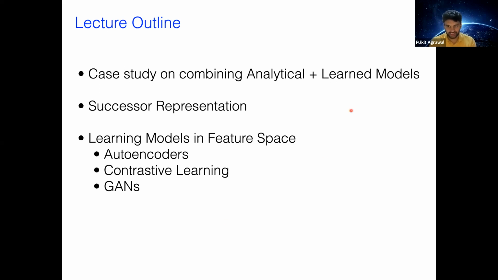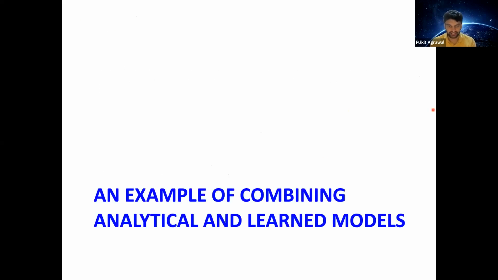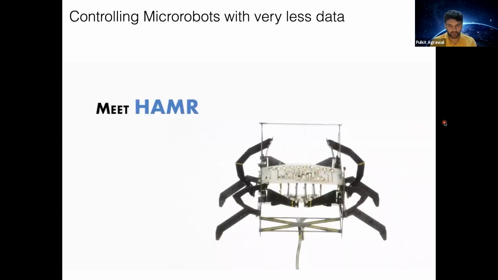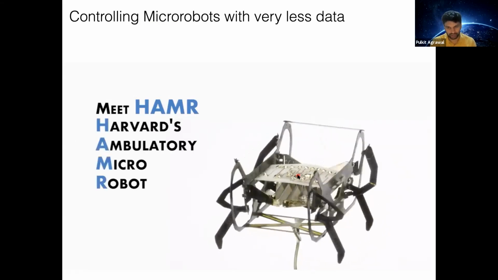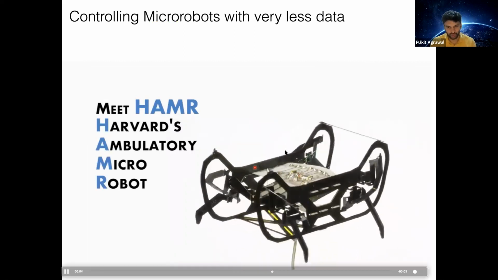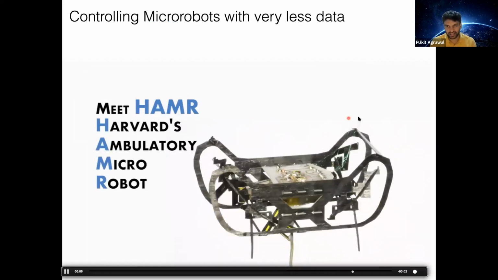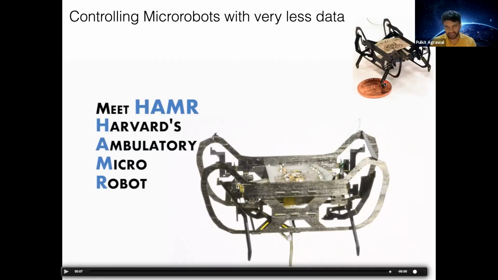So, first let's look at the case study of combining analytical and learned models. Let's take an example. This example is this robot called Hammer. If you look at the system, it's a very small robot which has 4 legs. And just to give an idea of how big the system is, it's pretty small.